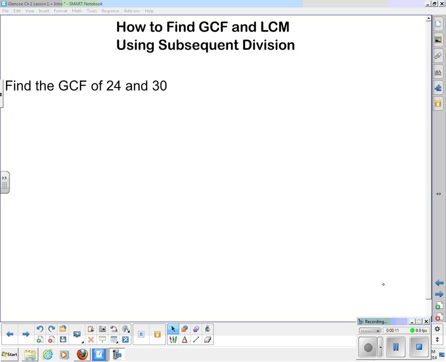If we want to find the GCF of 24 and 30, we were taught to make lists, and those lists can be very long and tedious. I'm going to show you a little shortcut that we like to call subsequent division. Take 24 and 30 and draw an upside down division bar.